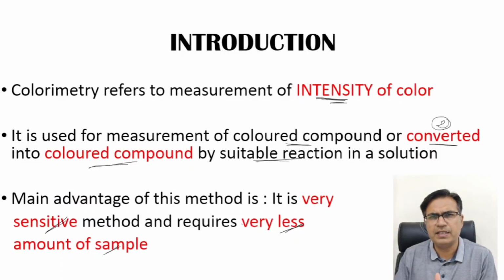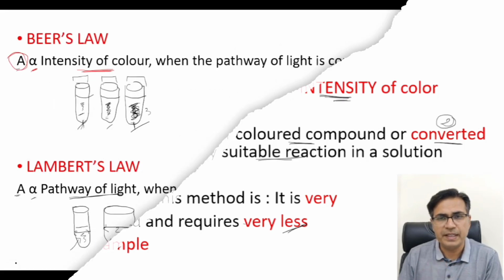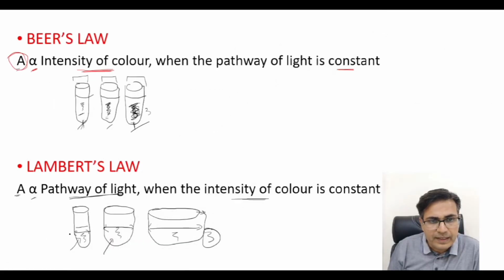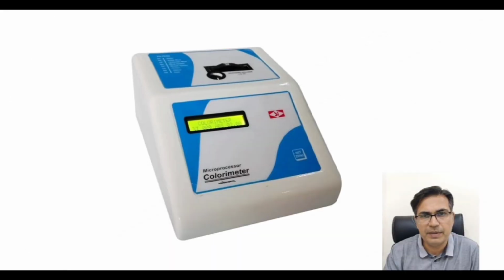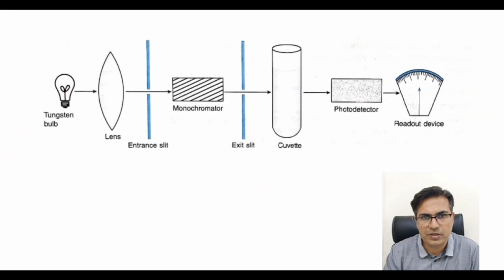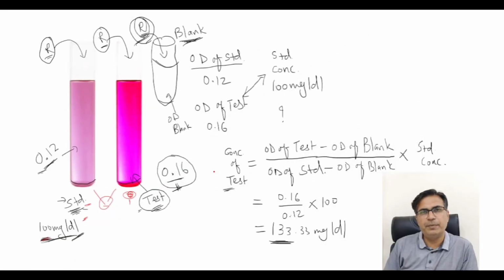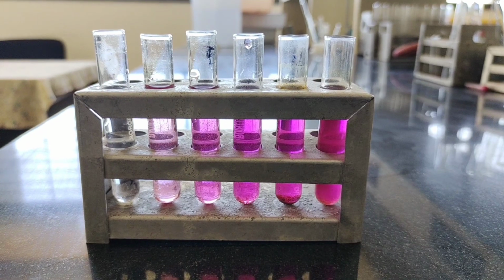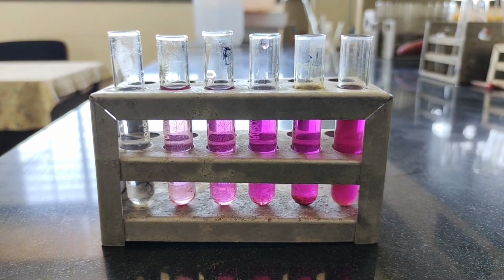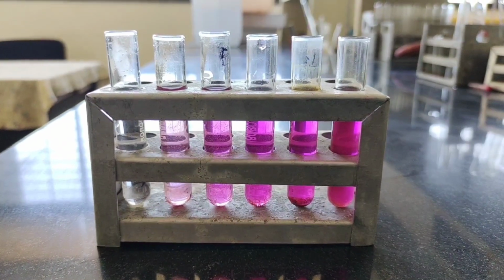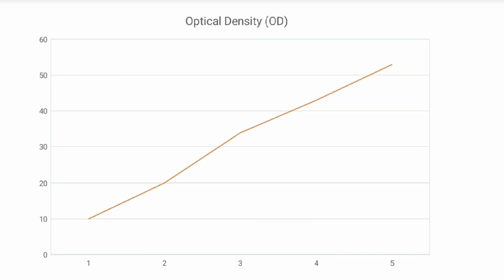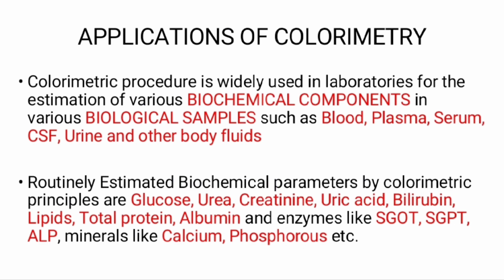Hello everyone, in this video we will be discussing the fundamental principles of colorimetry, including the laws of colorimetry as well as the basic structure and function of a colorimeter. We will also explore how a colorimeter calculates optical density and how this information can be used to estimate various parameters. We will also demonstrate the establishment of Beer's law in the laboratory with graphical representation. And last, applications of colorimetry.